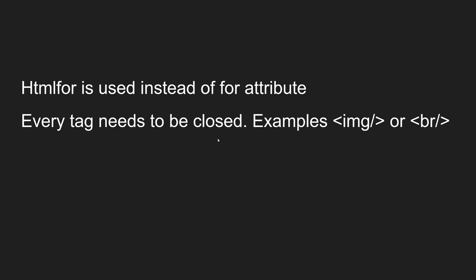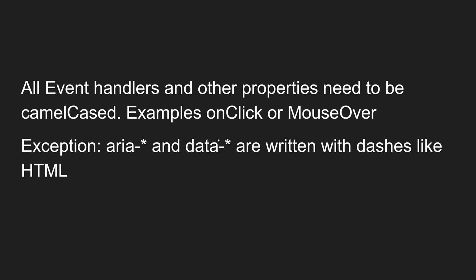Every tag needs to be closed. Example, the img tag. Every tag must be closed, whereas in HTML, if you don't close it, Chrome, the browser, automatically understands and tries to close it. Here we need to close it. All event handlers and other properties need to be camel cased. Normally we will not use camel case letters, right? Like onclick. Here in JSX we need to use onClick and onMouseOver like this. It needs to be camel cased. This is one of the important things you need to understand.